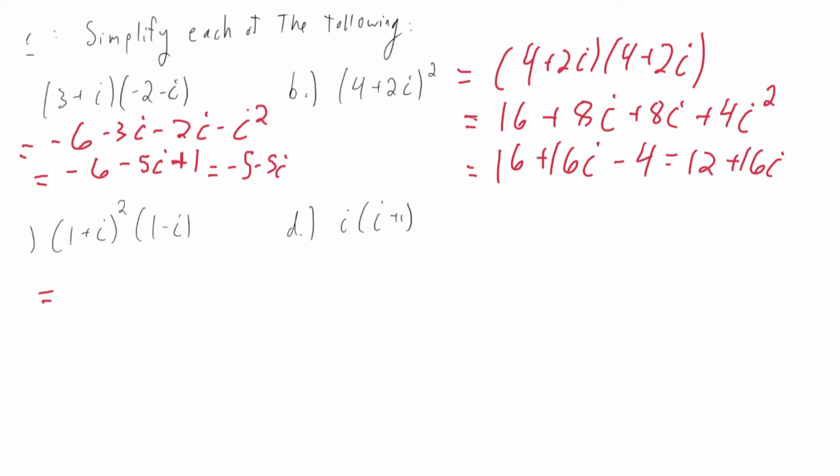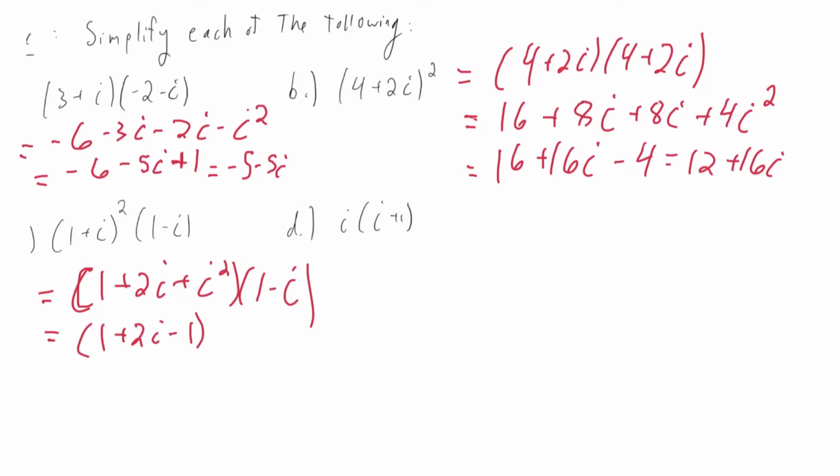Here I have a more complicated one. I have 1 plus i squared. So this will give me 1 plus i squared times i minus 1. So the 1 plus i squared will give me 1 plus 2i plus i squared, 1 minus i. Let's simplify this. What is 1 plus i squared? That's going to be 0, right? Because I have 1 plus 2i minus 1.